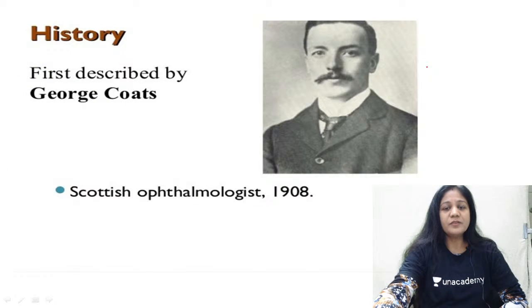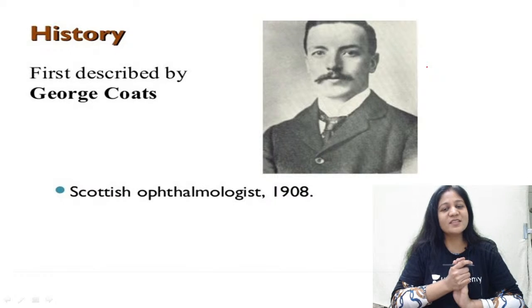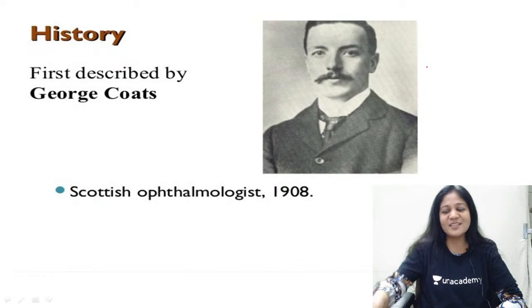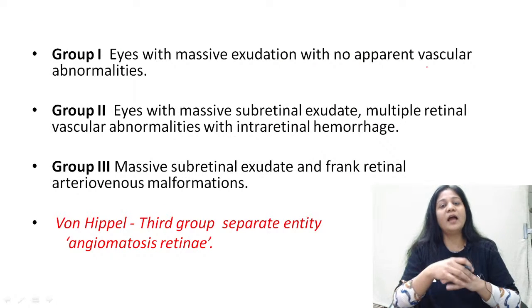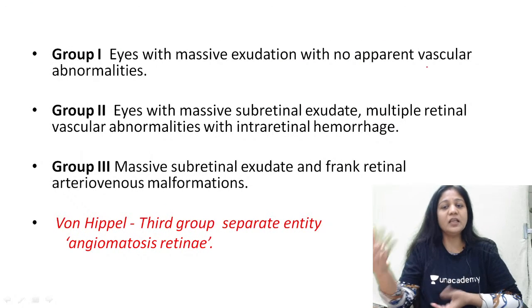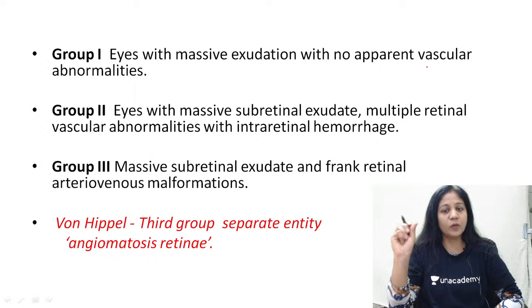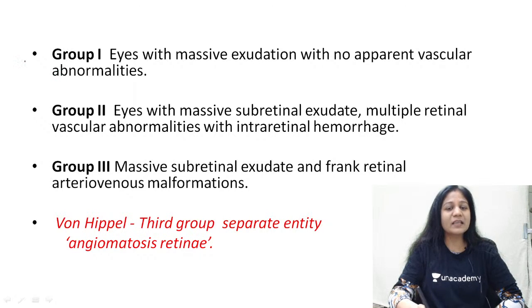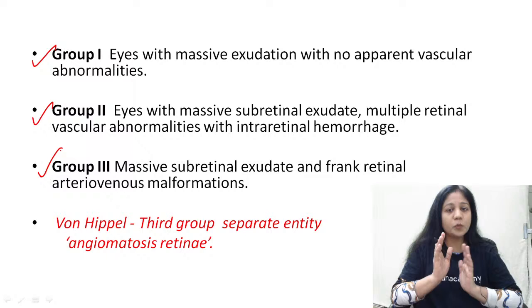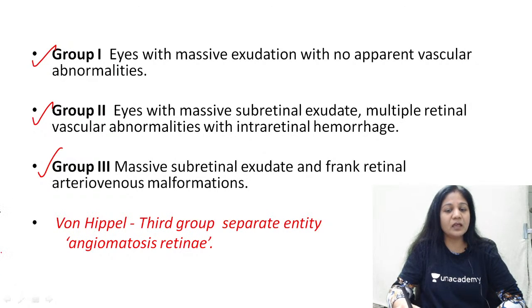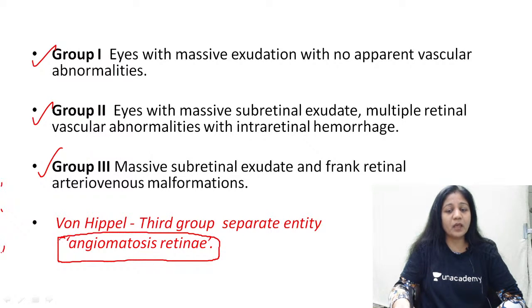Okay, now friends, let's talk something more about Coats disease. So it was described first by George Coats. He was a Scottish ophthalmologist, and he found that in certain cases retina shows exudation and there are some vascular abnormalities in the periphery. Okay, so he described Coats disease in 3 groups. This grouping is not very important for you, nobody is going to ask you this kind of grouping, but you should know that there is one separate entity nowadays which is called angiomatosis retinae.